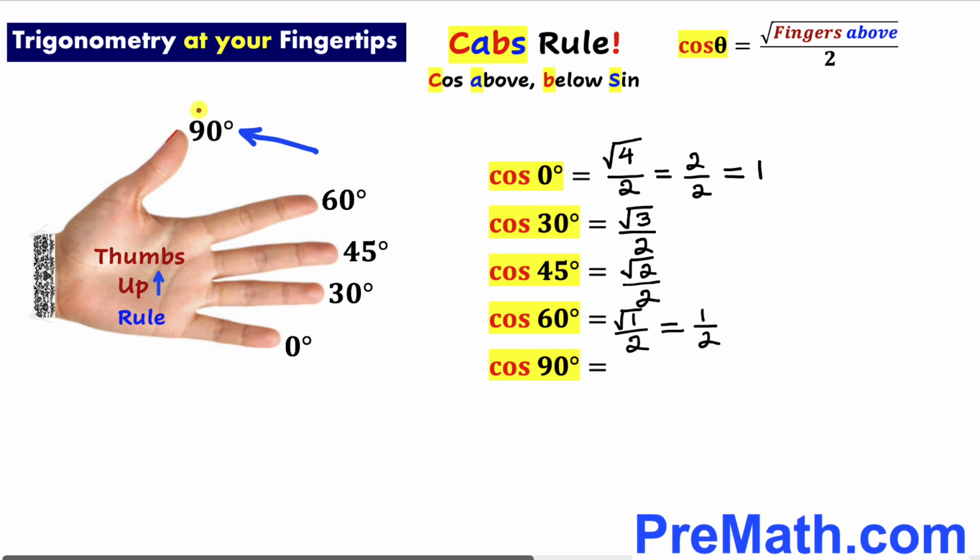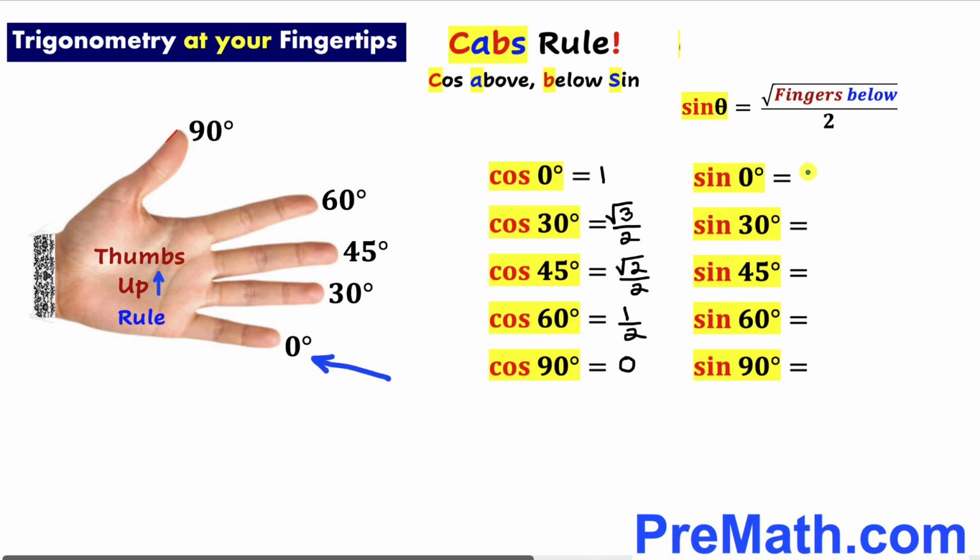And finally, we are going to calculate the value of cosine of 90 degrees. And now we can see we got 0 fingers above this 90 degrees. In other words, no fingers above this 90 degrees. So for cosine of 90 degrees, we got the square root of 0 divided by 2. And we know the square root of 0 is simply 0. And 0 divided by 2 turns out to be equal to 0.